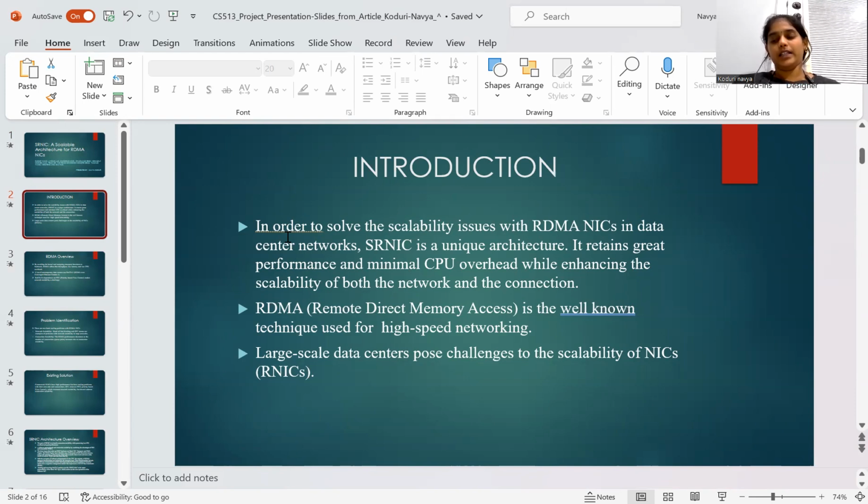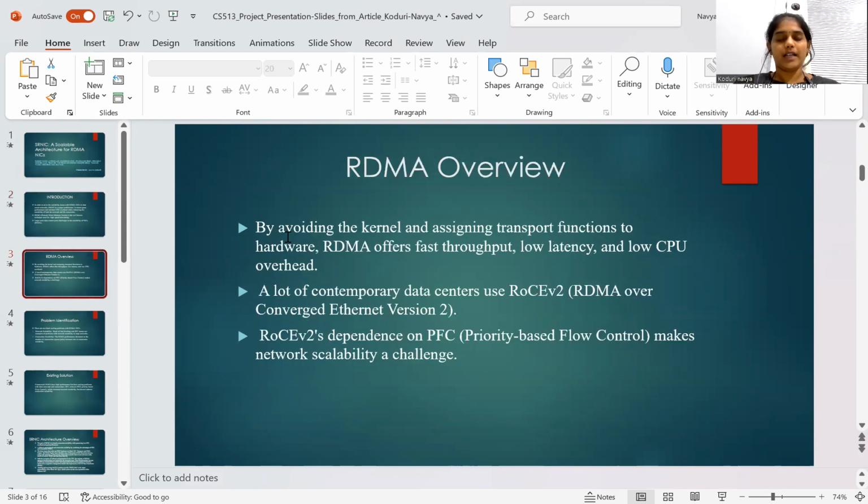This is a well-known technique which is used for high-speed networking. And large-scale data centers impose challenges to the scalability of NICs, which are RNICs. Coming to the RDMA overview, RDMA works by avoiding the kernel and assigning the transport functions to the hardware. RDMA offers fast throughput, low latency and low CPU overhead.